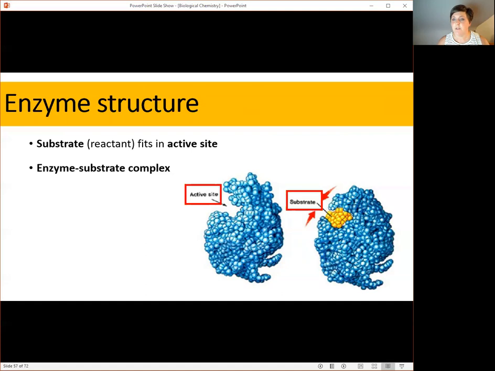Sometimes substrates are referred to as reactants. This is because reactants are what enter a chemical reaction. Products exit a chemical reaction. We will talk more about those terms and chemical reactions when we discuss metabolism later.